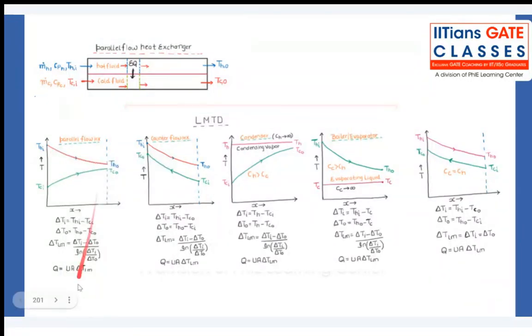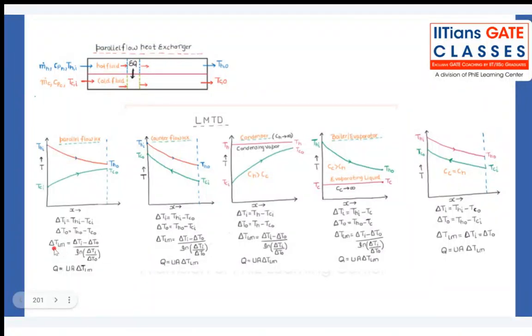So if I want to write down the law in this form, that is Q equals UA delta T, which delta T should I use? Because now delta T is no longer constant. It turns out that we have to take some kind of a mean delta T for this variation, and that turned out to be the log mean temperature difference. How do you calculate the log mean temperature difference?